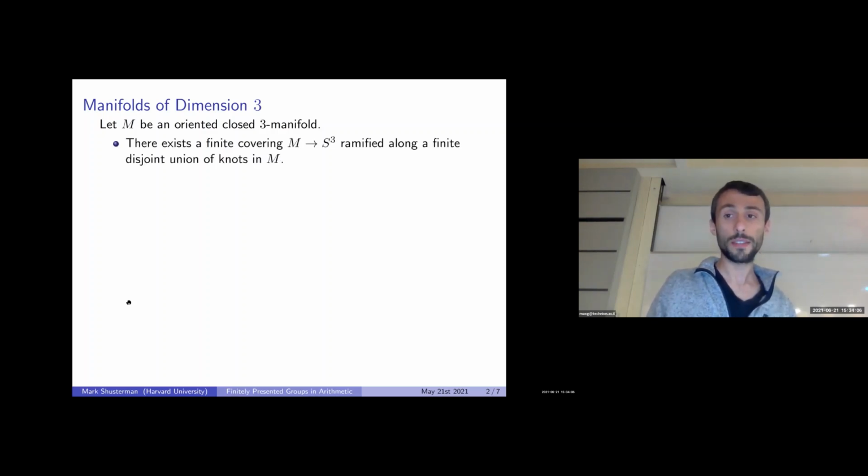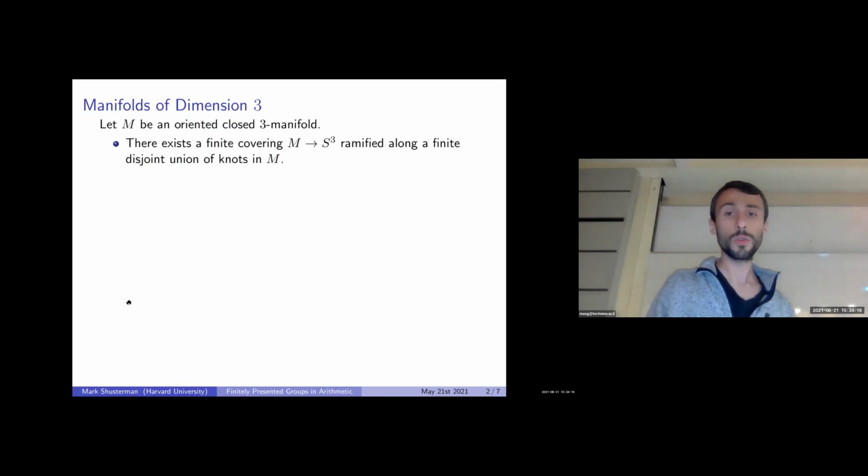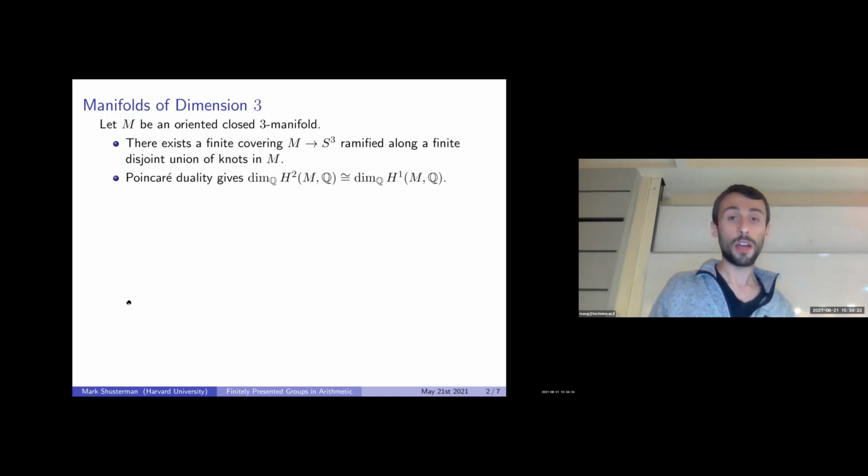So the first fact that I'll be using, which is pretty classical, is that every three-manifold which is oriented and closed, you can realize it as a finite covering of the three-dimensional sphere S3 ramified along a link, a finite union of knots. Another fact I'll be using is Poincaré duality, a duality in the singular cohomology of a manifold.